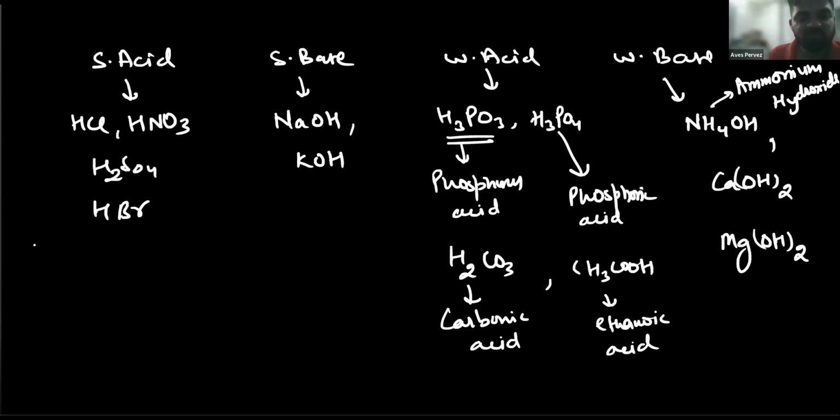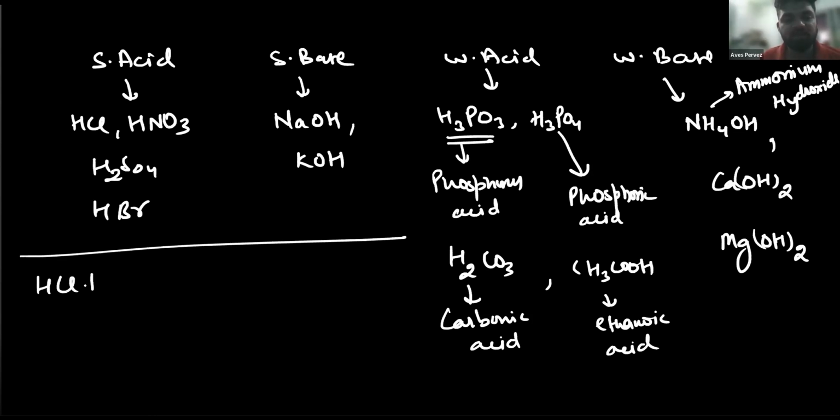Now on the basis of this, let me give you the examples. What is the name of the salt when HCl reacts with a base, magnesium hydroxide? What is the salt formed, and what is the type of salt formed when HCl reacts with magnesium hydroxide?